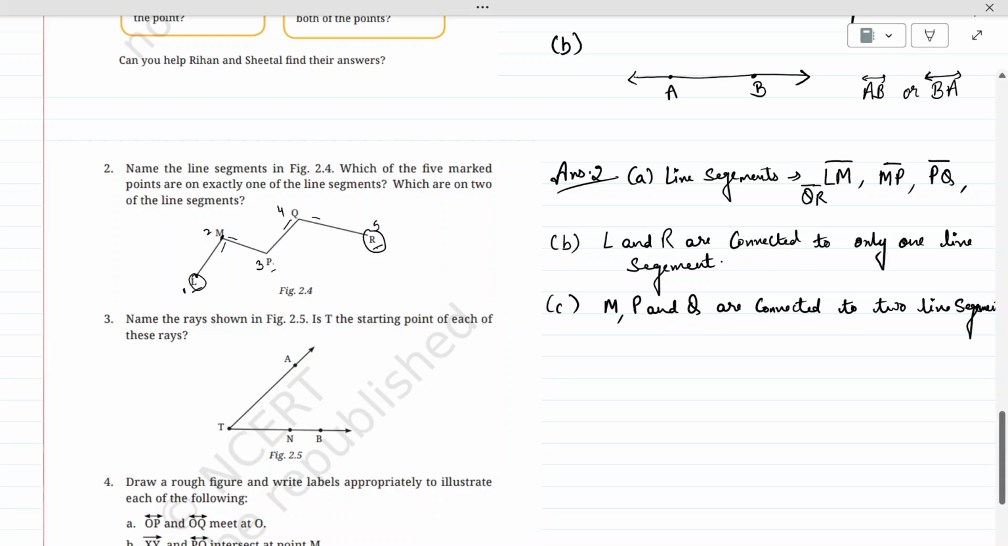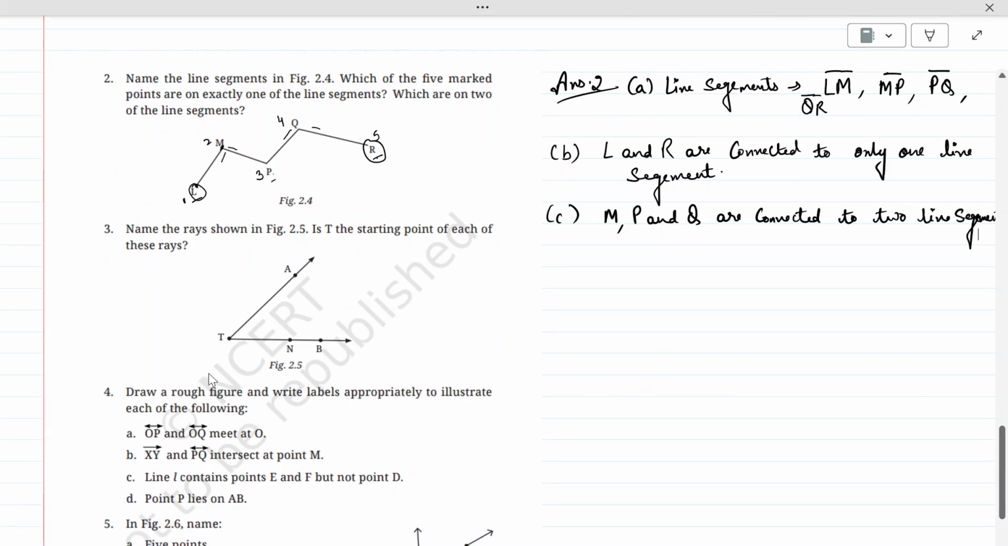Next is figure 2.5, which is this figure. Name the rays shown in this figure. We have to name what all rays are here. And then, is T the starting point of each of these rays? So we have to determine if T is the starting point of all the rays in this figure. Okay, so let us try to do this question.